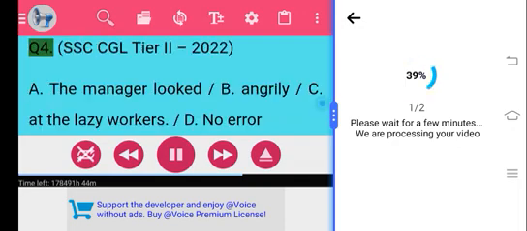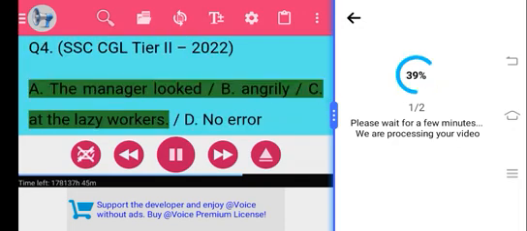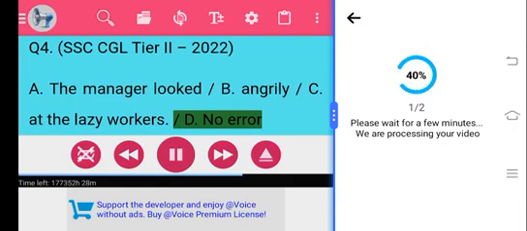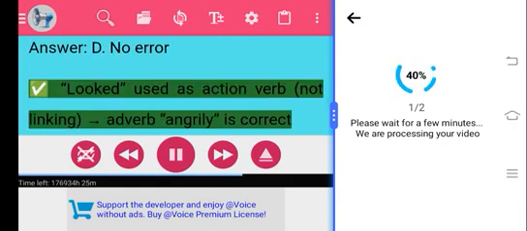Use adjective, not adverb. Q4. SSC CGL Tier 2 2022. The manager looked angrily at the lazy workers. No error. Answer: D, no error. Looked uses the action verb, not linking. Adverb angrily is correct.